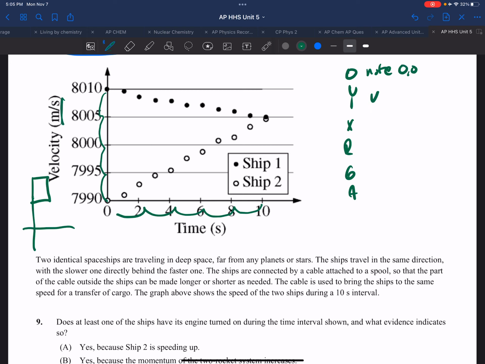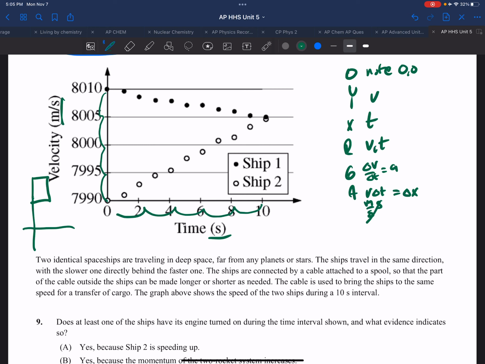Y-axis velocity in normal units, x-axis time in normal units. We can read velocity and time. The gradient is delta v over delta t, which is the acceleration, and the area is v delta t, meters per second times seconds, which is the displacement.